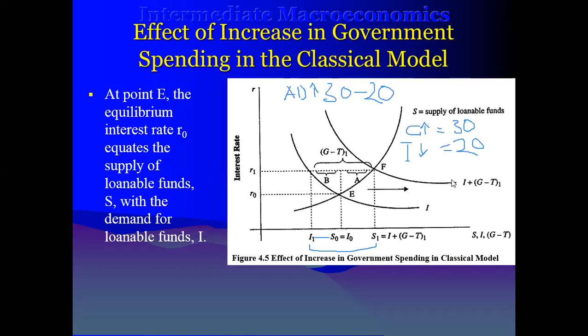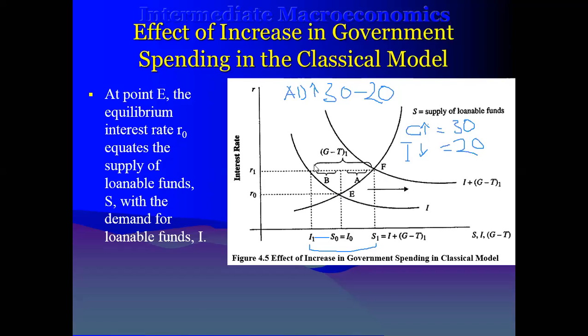The equilibrium point is moving from E to F. Before this could happen, interest rate must go up. Because there's an increase in interest rate, this is the new equilibrium point, and our new savings.